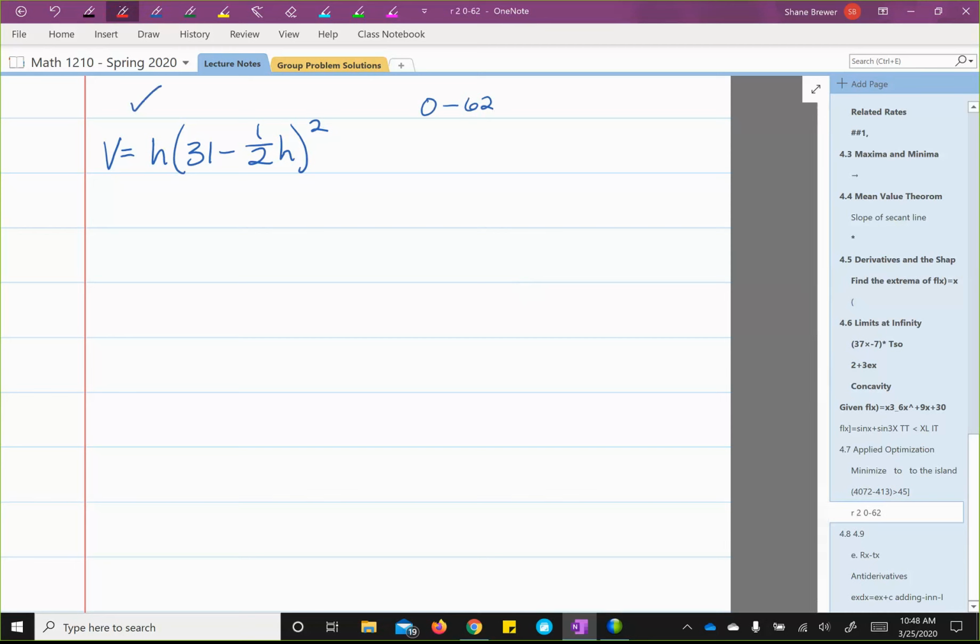So if you want to find out when that is, you just take the derivative of it, right? You're doing it again, but now you're finding the maximum height. So you're just going to take the derivative, find the critical points, and go from there. This is a product rule. So the derivative of h times 31 minus 1/2 h squared, plus the derivative of 31 minus 1/2 h squared times h. The derivative of h is 1.